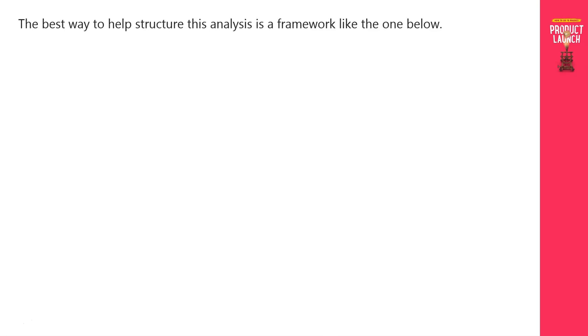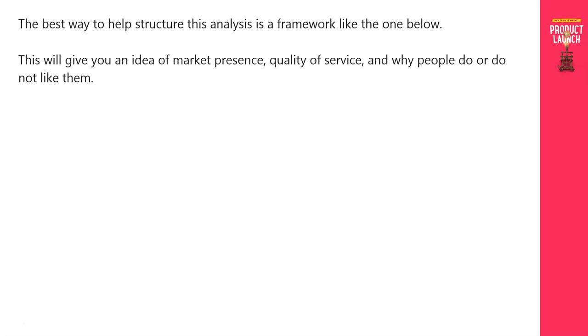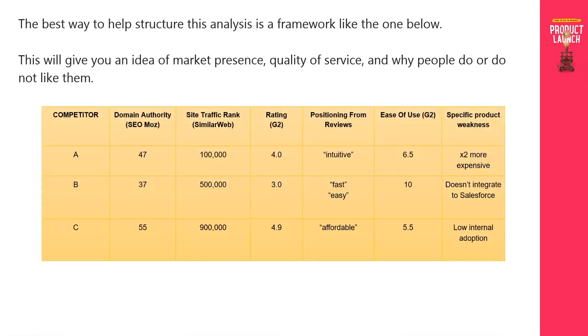The best way to help structure this analysis is a framework like the one below. This will give you an idea of market presence, quality of service, and why people do or do not like them. I am looking at a sample table with 7 rows and 4 columns. The rows are labeled competitor, domain authority, SEO Moz, site traffic rank, SimilarWeb, rating, G2, positioning from reviews, ease of use, G2, and specific product weakness. And the columns are labeled A, B, and C.